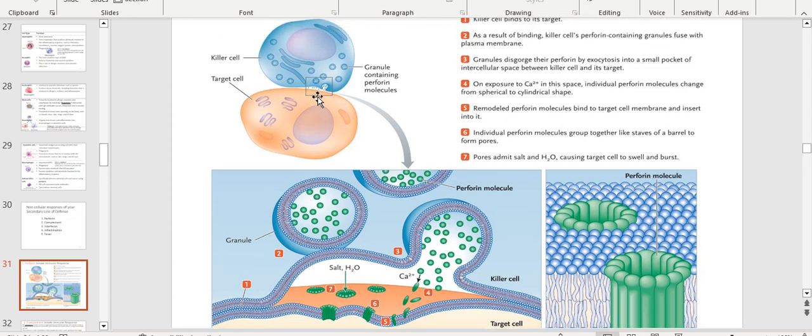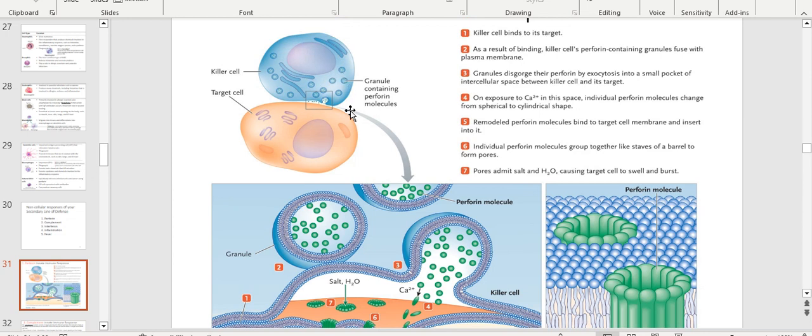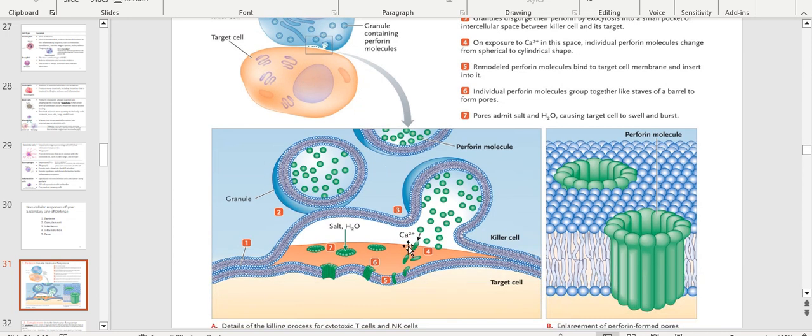And just a shot here: there's your killer cell, and you'll see granules containing the perforin molecules. Then they move over to the target cell, and you'll see what goes on. It makes these holes in the target cell, water and salt come in, and boom. All right, there's one.